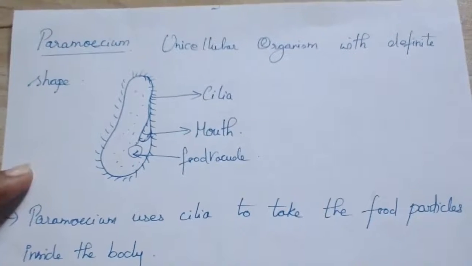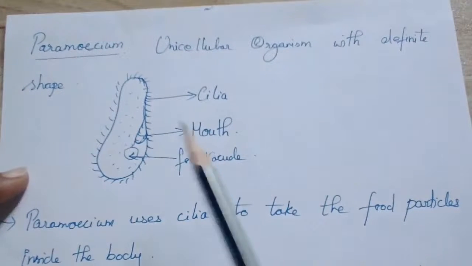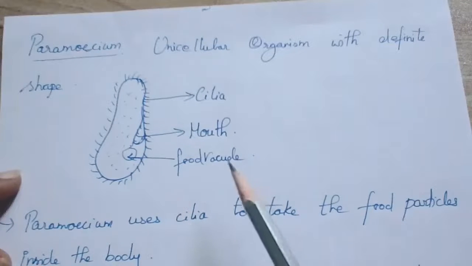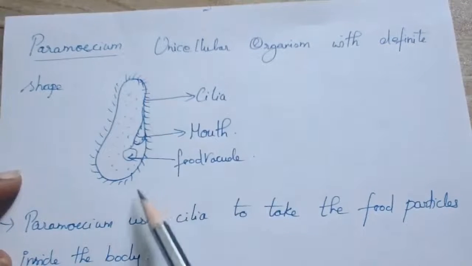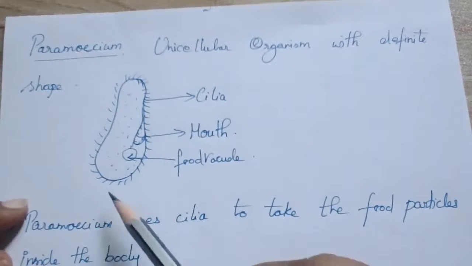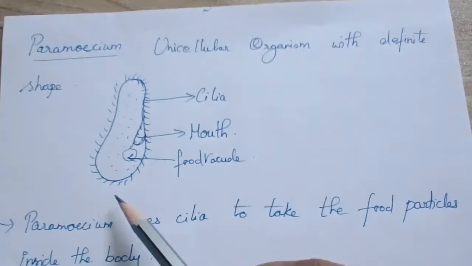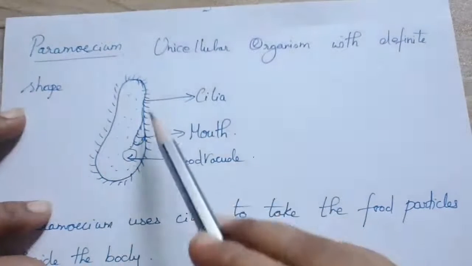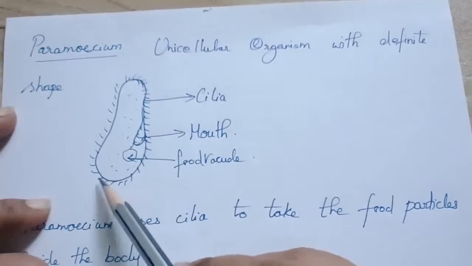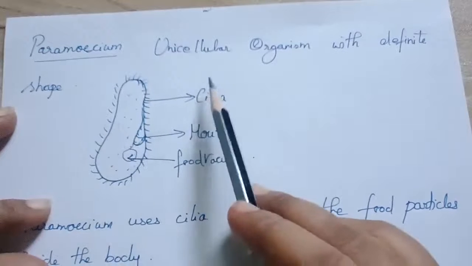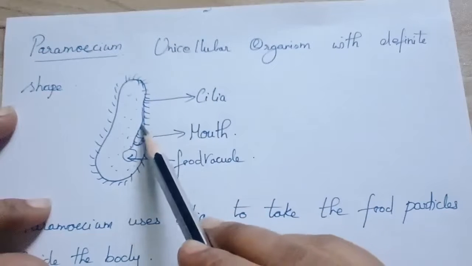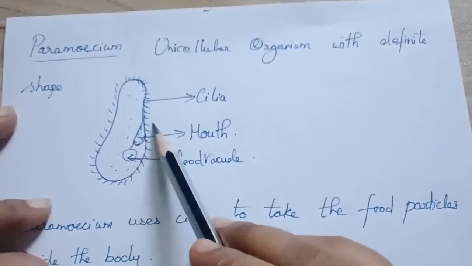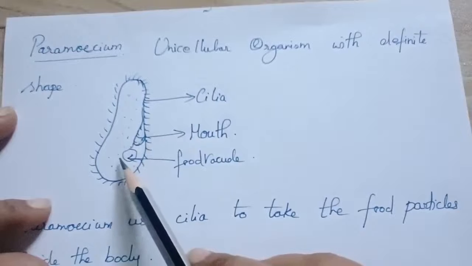We'll see another unicellular organism, that is Paramoecium. Amoeba does not have a definite shape, but Paramoecium has a definite shape. Only through one part will it engulf the food. So this is your Paramoecium. It will have some hair-like structures called cilia, and you'll have a mouth-like structure here. Through this part only the food enters the Paramoecium.